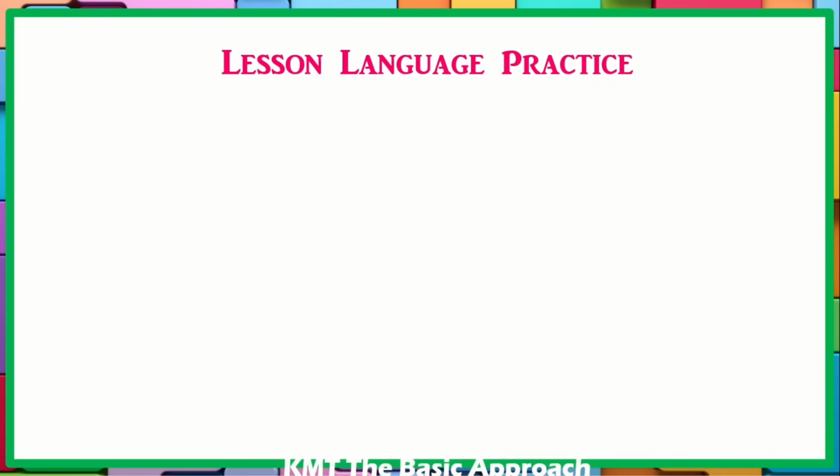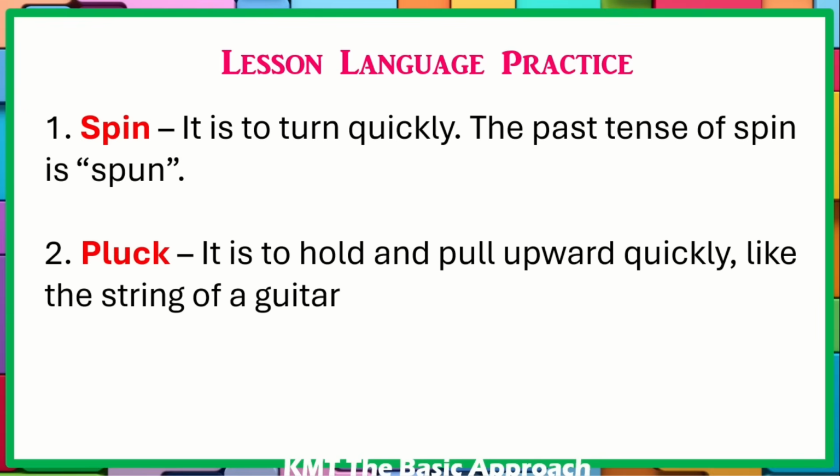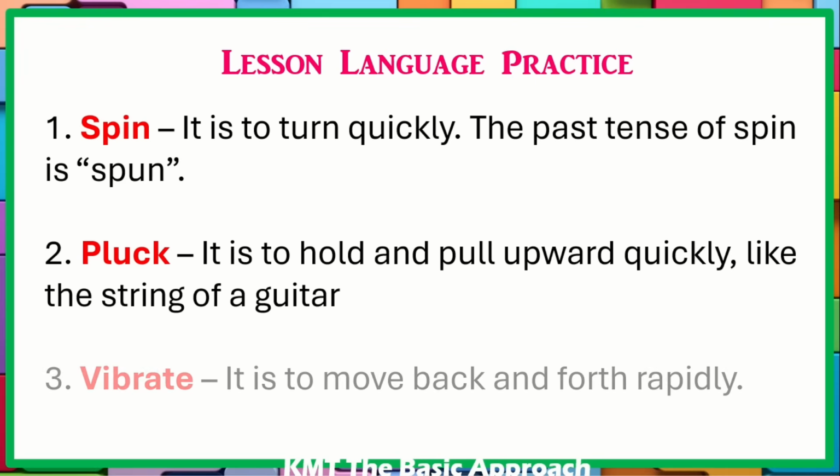Lesson language practice. Number 1, spin. It is to turn quickly. The past tense of spin is spun. Number 2, pluck. It is to hold and pull upward quickly, like the string of a guitar. Number 3, vibrate. It is to move back and forth rapidly.